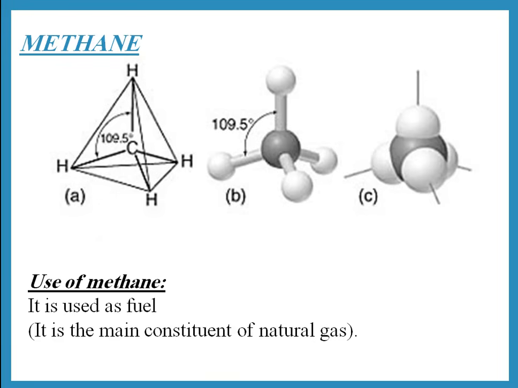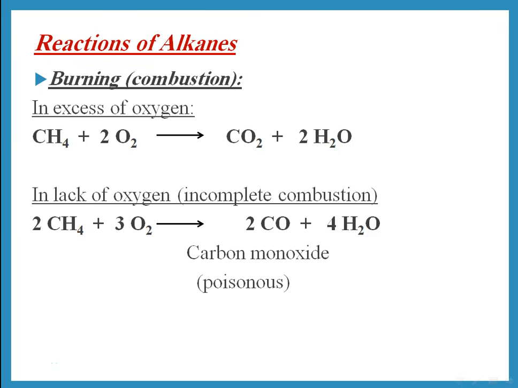This is because methane is the main constituent of natural gas. So when we use natural gas as a fuel, actually the natural gas is mainly methane, so it is used as a fuel. You probably remember from the previous chapters that the geometric structure of methane is tetrahedral because it has four single bonds or four bonding pairs of electrons, and the bond angle is 109.5.